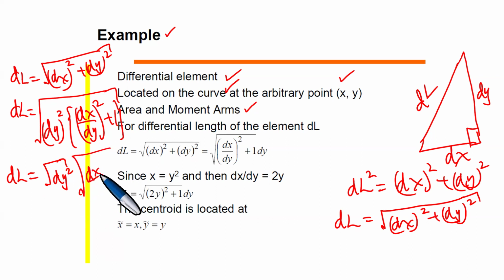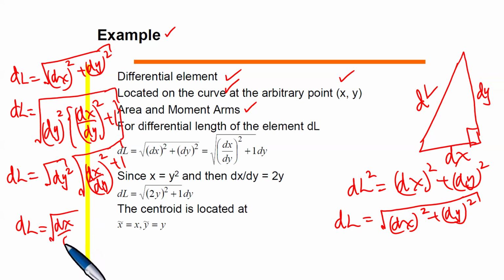times the square root of (dx/dy) squared plus 1, which means that dL is, you can see the square root here, which is actually (dx/dy) squared plus 1, times the square root of dy squared. What is the square root of dy squared? It's just dy. So this confirms that dL is the square root of (dx/dy) all squared plus 1, and then dy is outside. Take a look at these. This is very, very important. Okay, and we move forward.